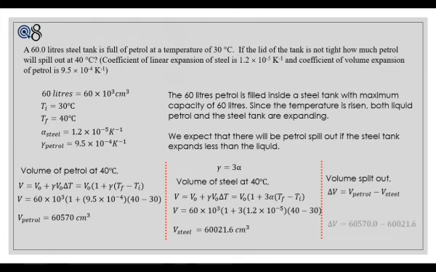And finally, we can calculate the volume spilled out by using this formula: delta V equals V petrol minus V steel. And finally, we get the answer, which is 548.4 centimeter cube.